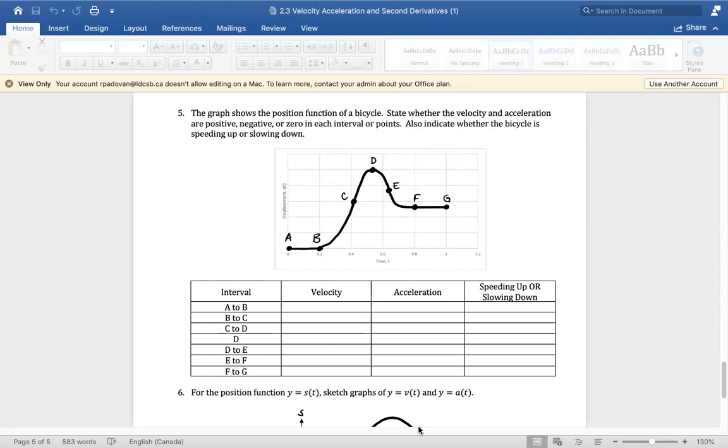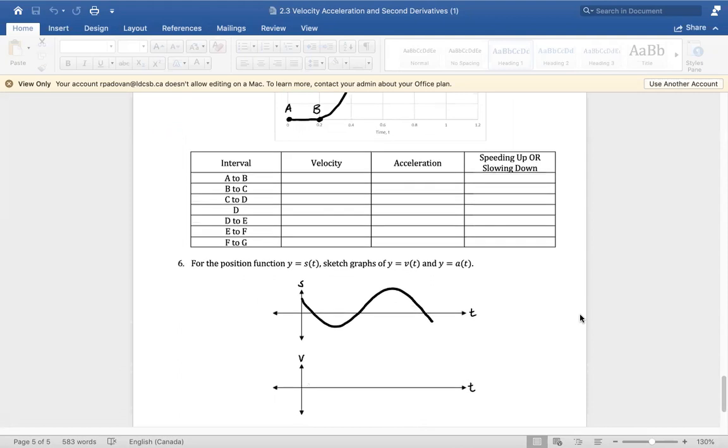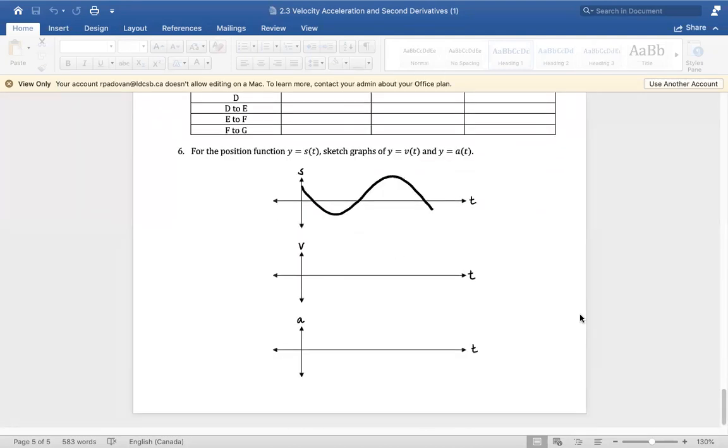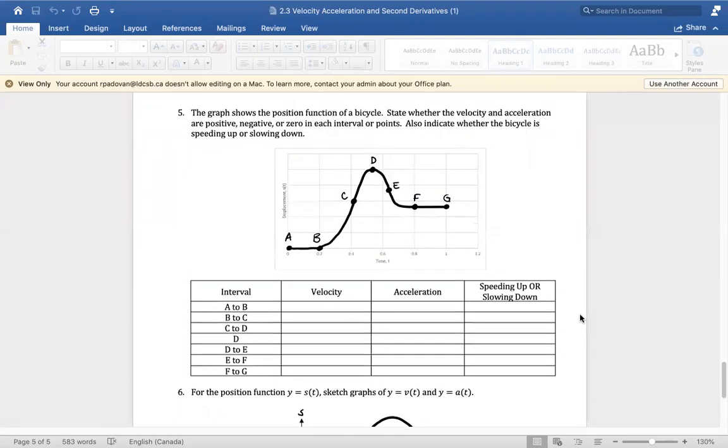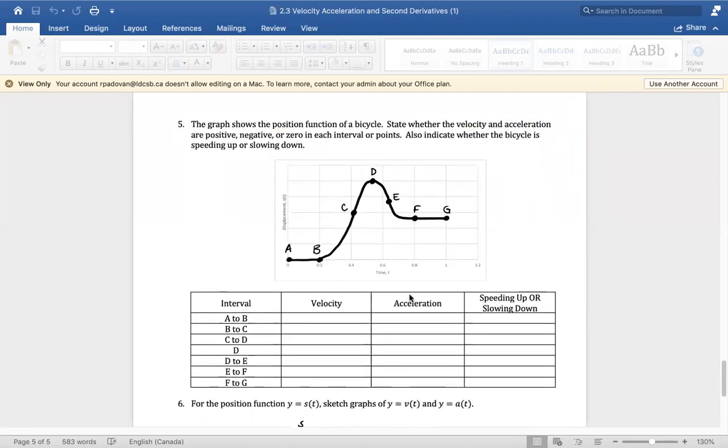So again, oh, I thought this was all one question. I guess there still is part 6 here, but that won't take too long to do. So I'll give you guys a second to take a look at this and see if you can figure out between A and B with the velocity, we're just saying, is it positive, negative, or 0? And acceleration, am I speeding up or slowing down? So you might need to go to page 1 if you want and take a look at those.